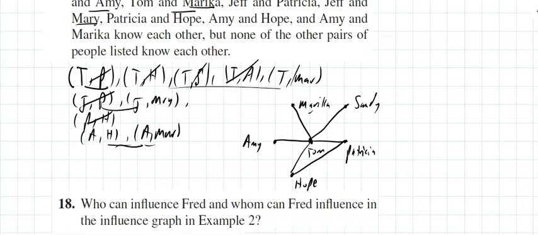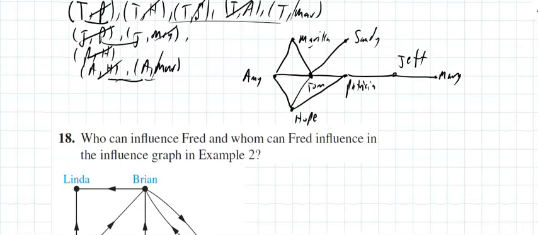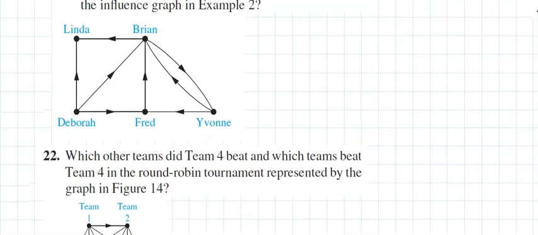But Tom is also connected to J. Okay, so J is Jeff. Let's say Jeff is right there. Jeff is connected to Patricia, and Jeff is connected to Mary. A and H, A would be Amy and Hope. And Amy and Marika. There we go. I should have used different colors for those. You could also make it a square if you want, different things, but this is one that seems to work nice.